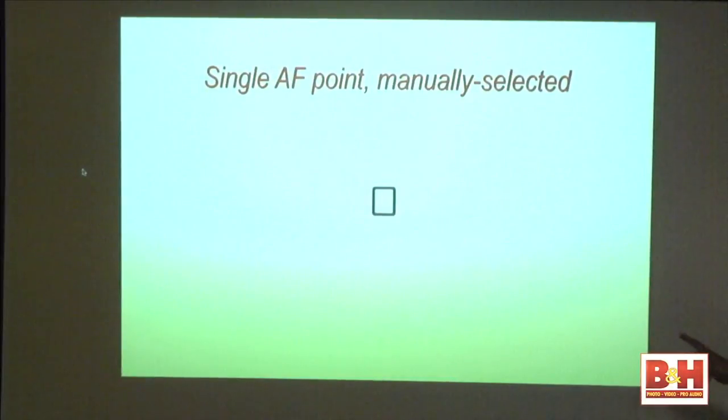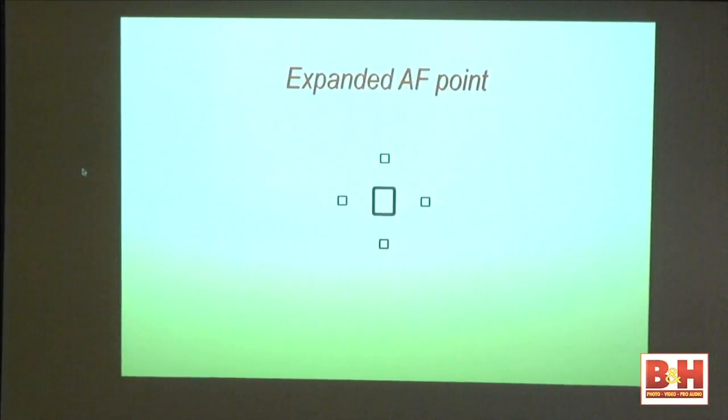A single focusing point that you manually selected in the center would look something like this. You can go in and expand the size of that. And what you're doing is adding a series of points around it. You're still primarily working with the one point you selected, but the other points are available and on standby.